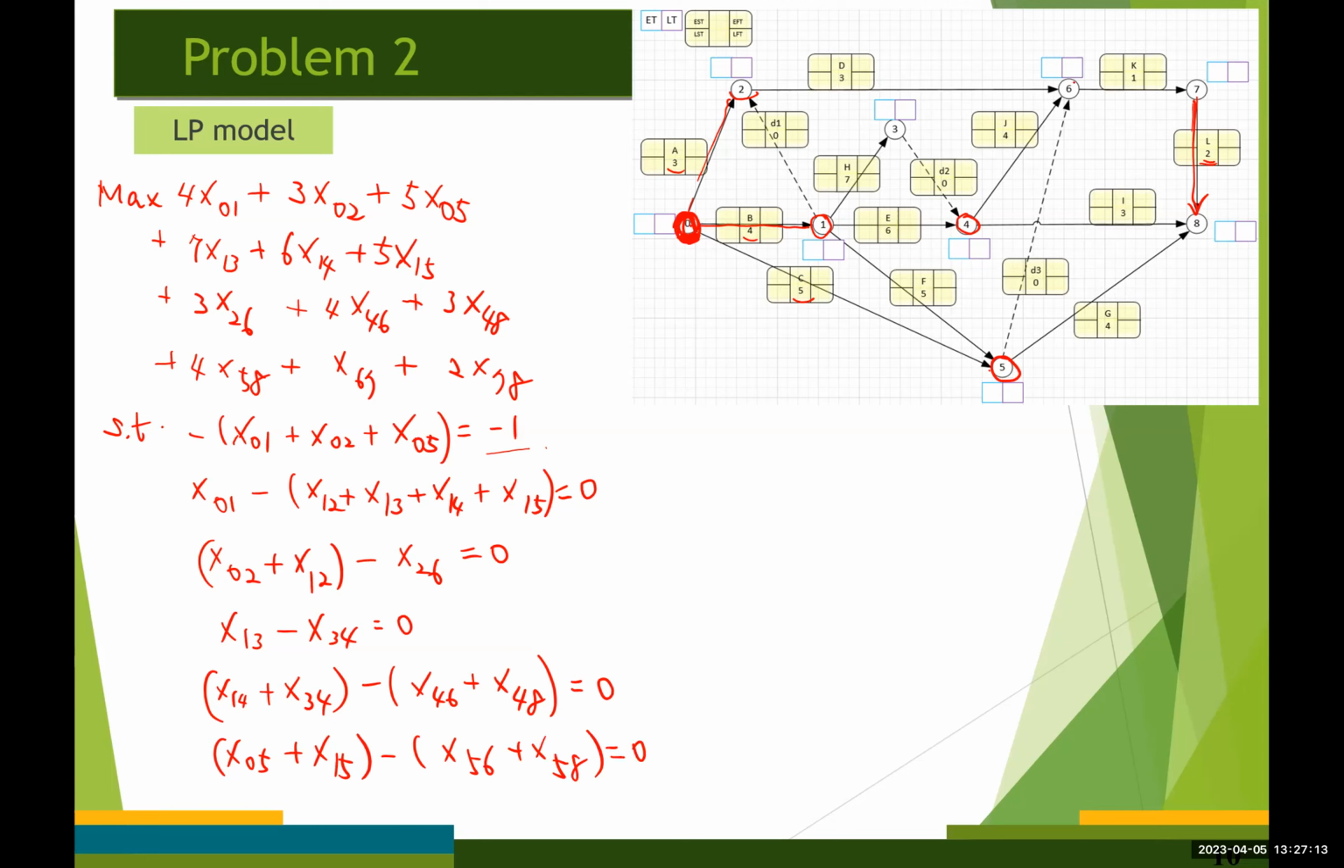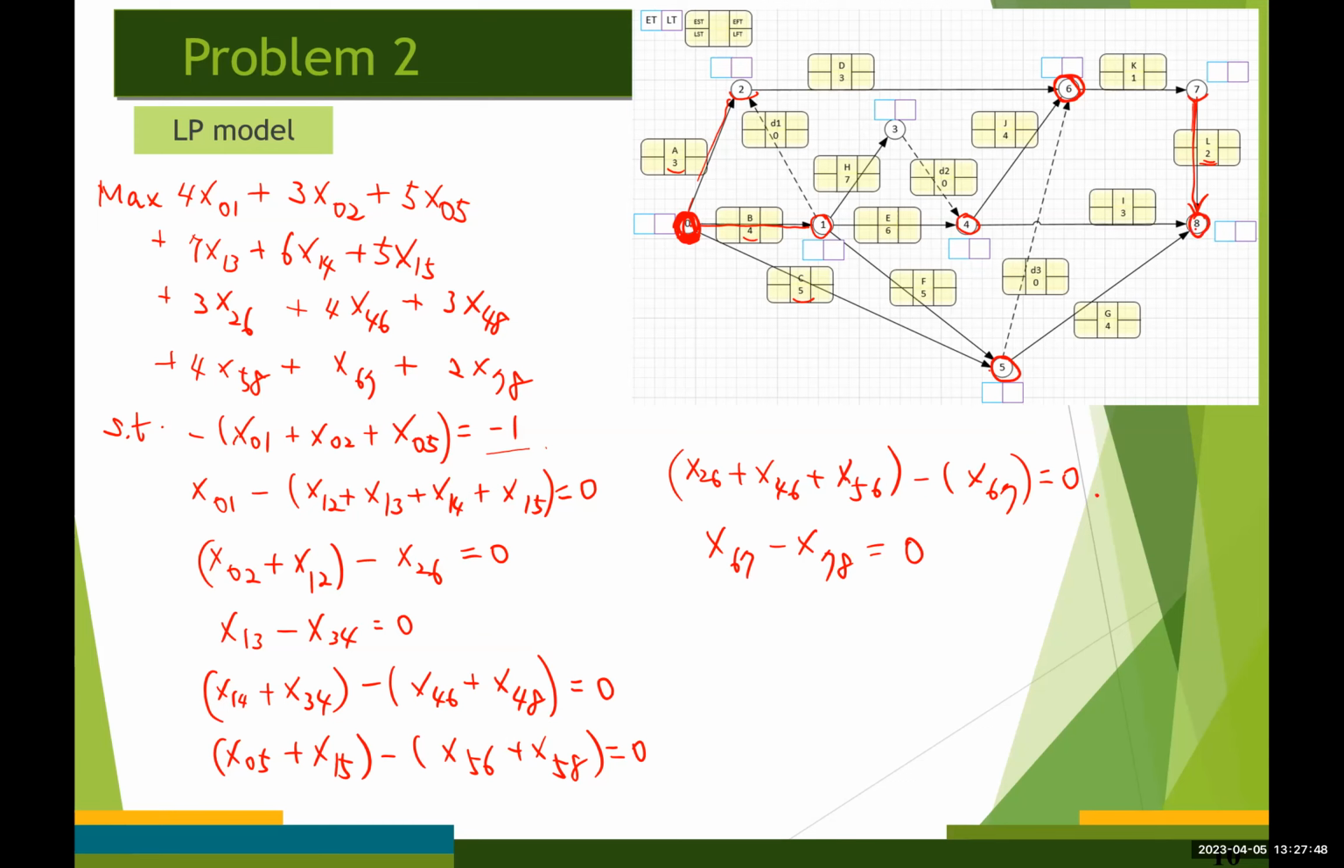Now we move on to event number 6. There are 3 inflows, 1 outflow. So x26, x46, x56, right? Minus x67 equals 0. Event number 7, 1 inflow from node 6 and 1 outflow goes to node number 8.